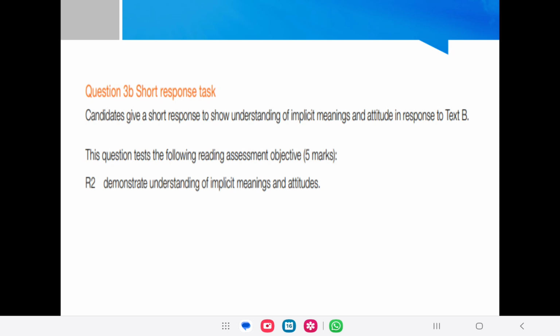After that, tomorrow inshallah we are going to review P2, and the topics of P2 are directed writing and composition. We are going to discuss them in detail tomorrow inshallah.